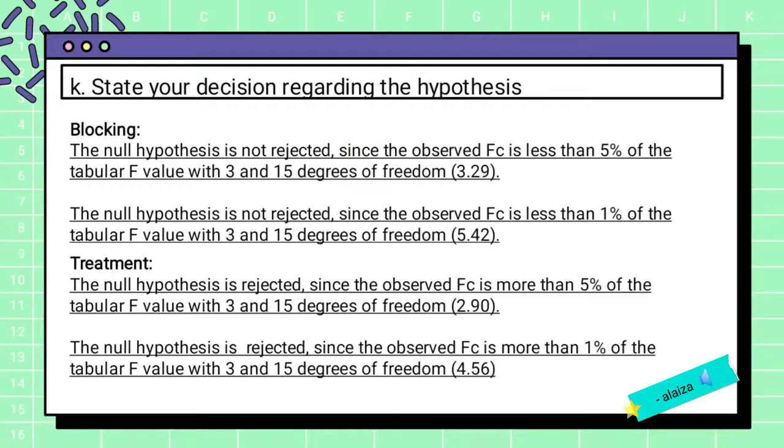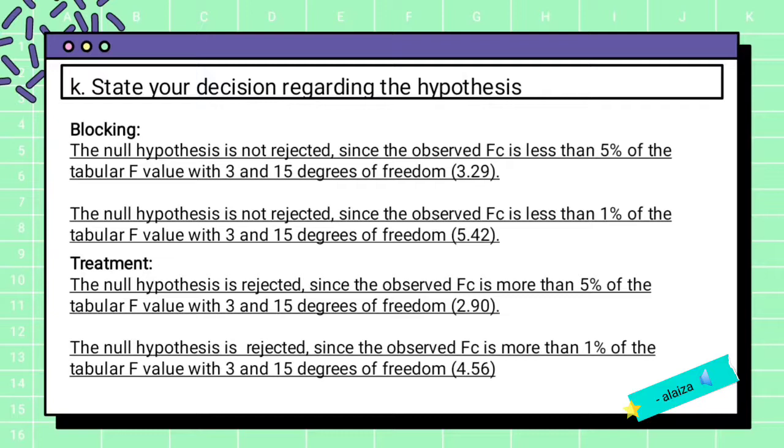So, in letter K, state your decision regarding the hypothesis. Blocking: the null hypothesis is not rejected since the observed FC is less than the 5% tabular F value with 3 and 15 degrees of freedom, 3.29. The null hypothesis is not rejected since the observed FC is less than the 1% tabular F value with 3 and 15 degrees of freedom, 5.42.